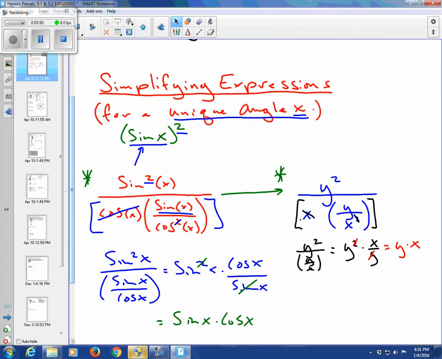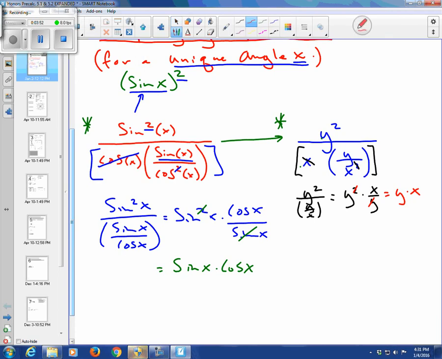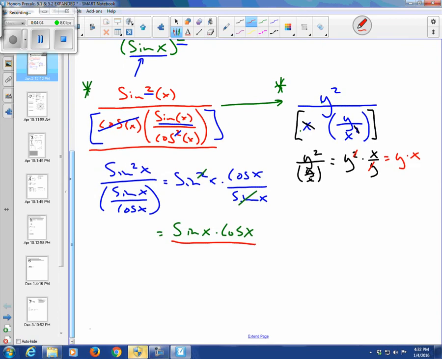Now right here we can see that this expression would be a lot easier to evaluate for an angle x than our original expression right here, right? So we can see the value of simplifying trig expressions pretty much right away.